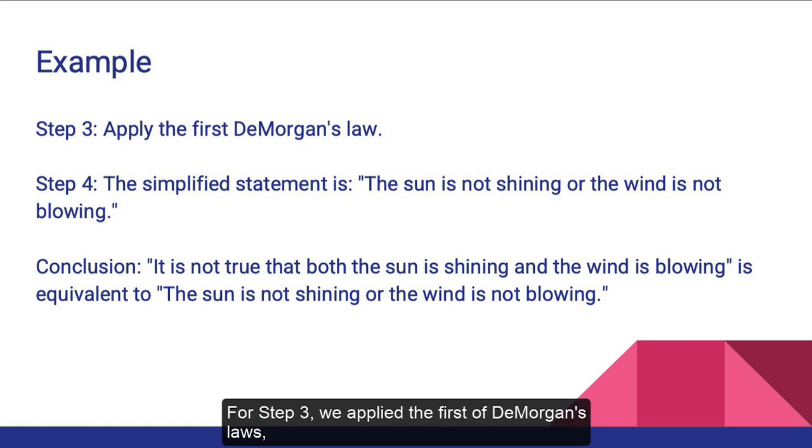For Step 3, we applied the first of De Morgan's laws, which says that the negation of a statement that asserts both A and B is logically equivalent to not A or not B.